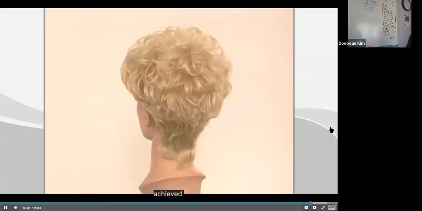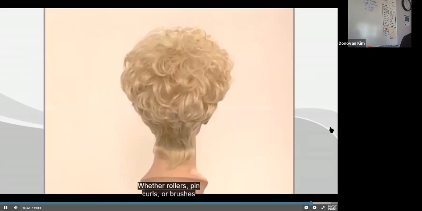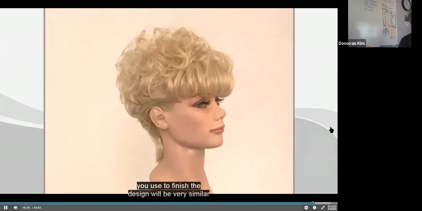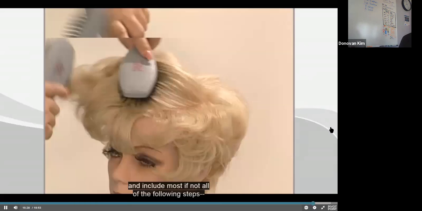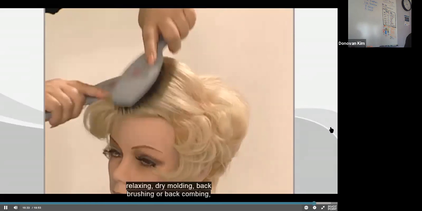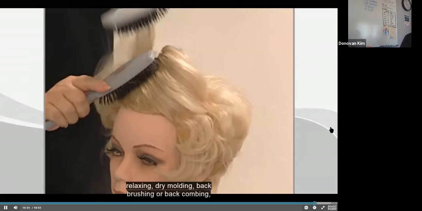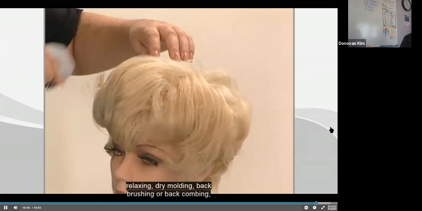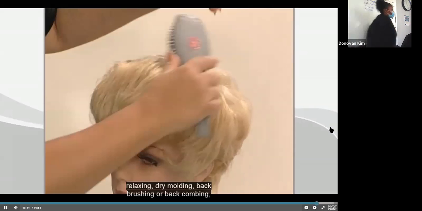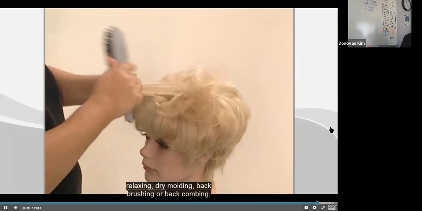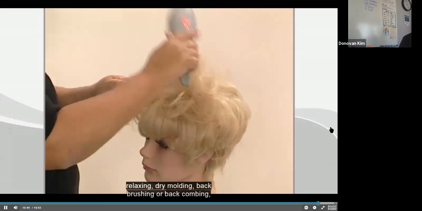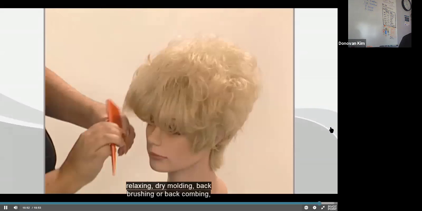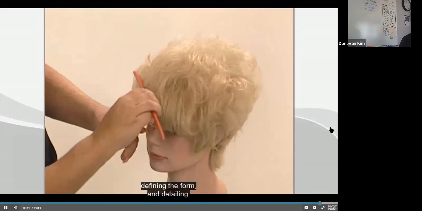Whether rollers, pin curls, or brushes have been used to change the texture, direction, and movement of the hair, the techniques you use to finish the design will be very similar and include most, if not all, of the following steps: relaxing, dry molding, back brushing or back combing, defining the form and detailing.